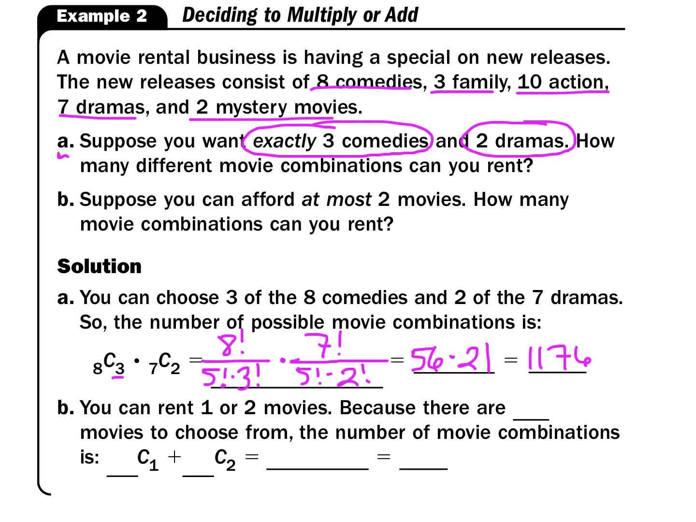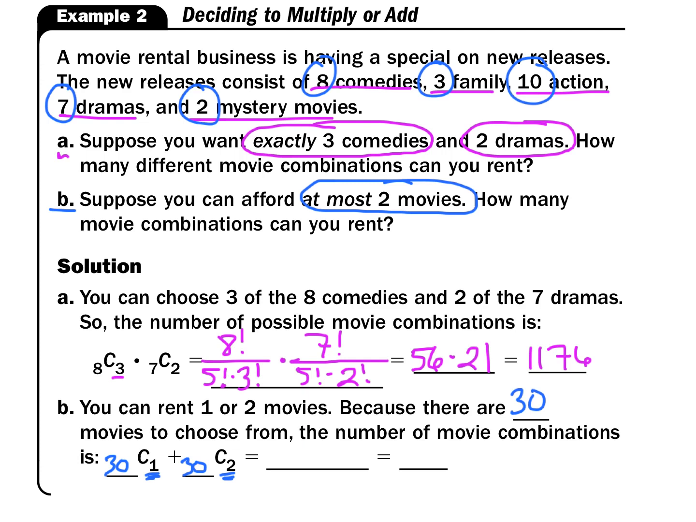Then for B, it says suppose we can only afford at most 2 movies. So at most 2 movies, no more than 2. So we're going to either rent 1 movie out of the total number of movies or 2 movies out of the total number of movies. So we have 30 movies total. 8 plus 3 is 11, plus 10 is 21, 28, 30. 30 total movies. So that means that we have 30 movies of which we could select just 1, plus 30 movies of which we could select 2.